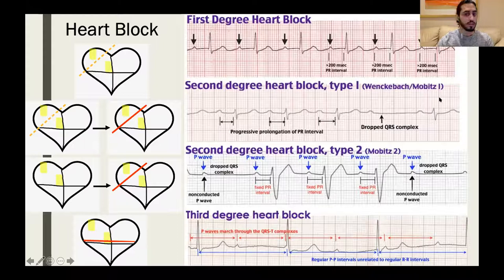Type 1 is also not too dangerous. We just monitor it really. It doesn't require much intervention. And a lot of people jump between first degree and second degree type 1. It's not that big a deal.